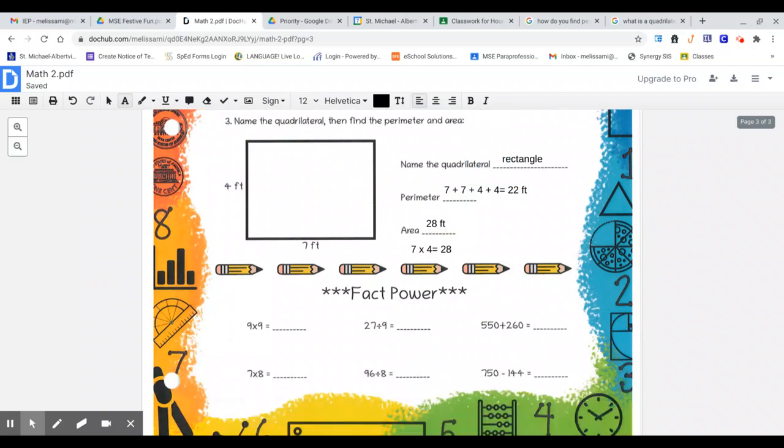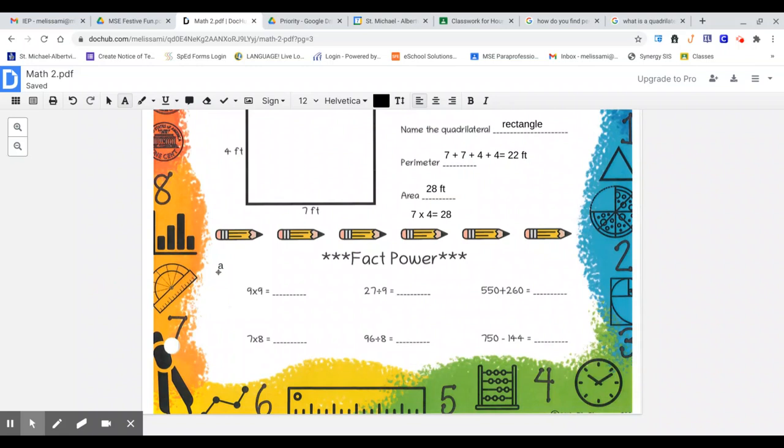All right, here we go with the fact power on your own. Go ahead, and when you finish this, you can go ahead and work on Prodigy. And then remember, tomorrow we're going to be turning in Monday, Tuesday, and Wednesday's work. You'll take a picture of it and submit it.